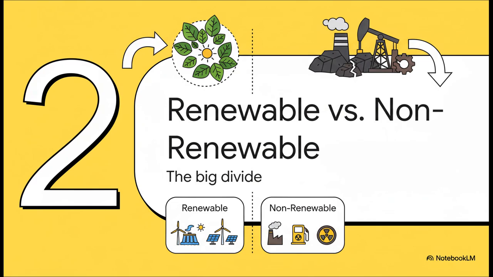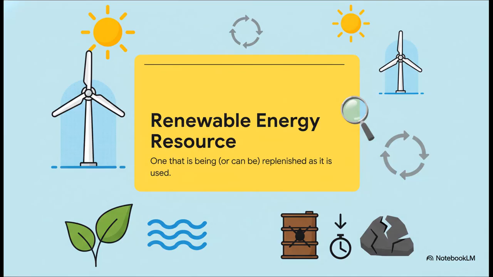Moving on to part 2, the big divide. The most common way you'll be asked to think about that list is by splitting it into 2 camps, renewable and non-renewable. Getting this difference is absolutely fundamental. Let's make sure we're clear on the official definition. So, AQA's definition is pretty straightforward.